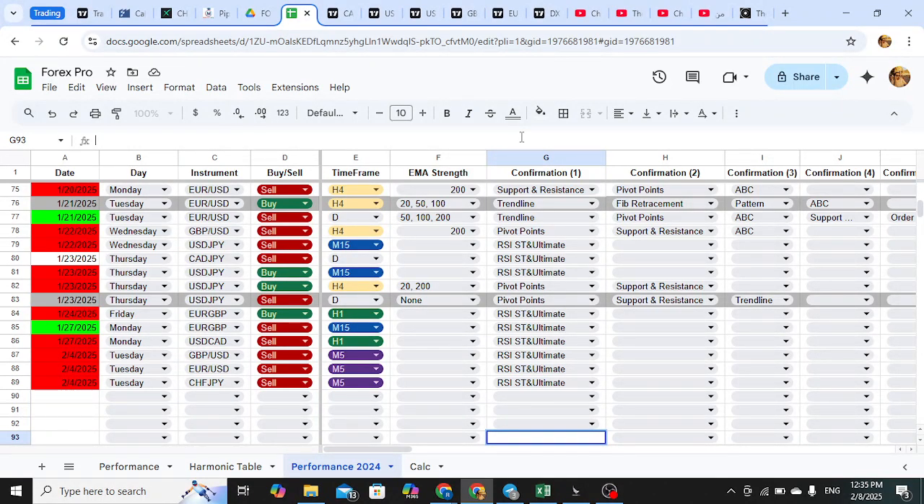Hello everybody. Today we are going to talk about risk to reward ratio in Forex trading.